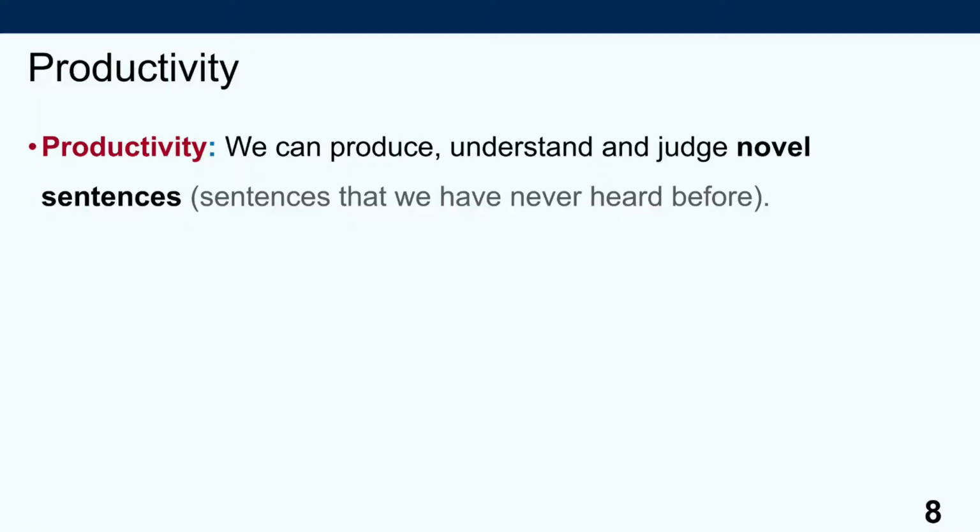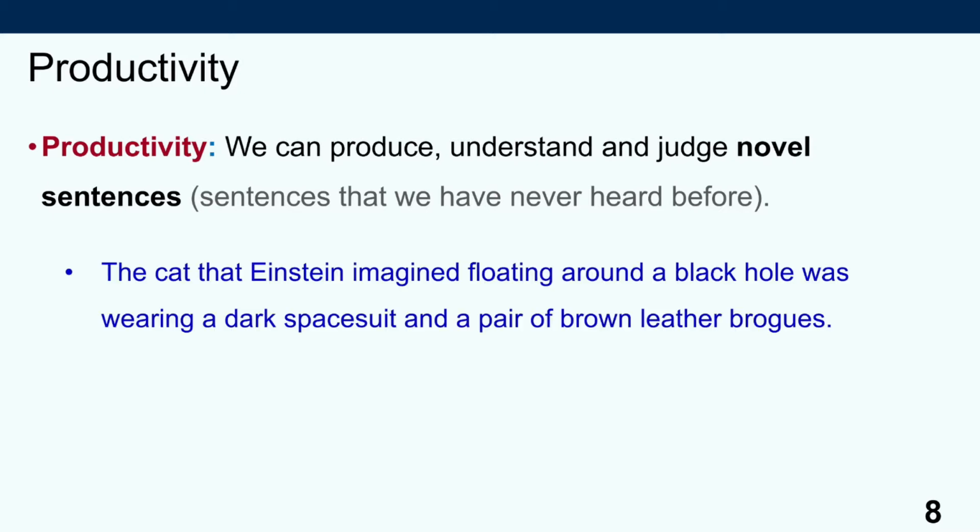Now, of course, a feature that is intimately tied to displacement and recursion is productivity. Productivity refers to the fact that we can produce, understand, and judge novel sentences. That is, sentences that we have never heard before. For example, I can produce a sentence such as, the cat that Einstein imagined floating around a black hole was wearing a dark spacesuit and a pair of brown leather brogues.